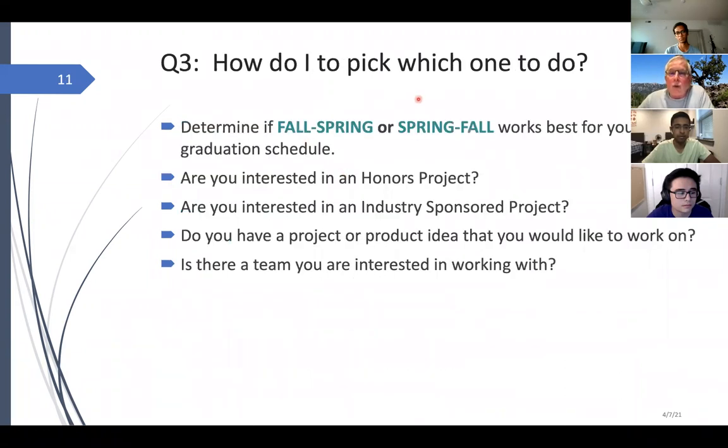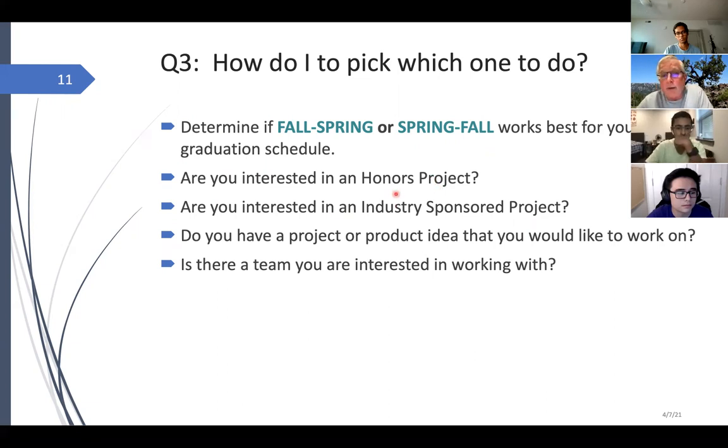How do I pick which one to do? That's a good question. Well, you figure out when you're going to graduate. Do you want to do a fall spring or do you want to do a spring fall? Whatever works best for your graduation schedule. You have to make that decision up front to figure out what you want to go do. Are you interested in an honors project? Are you interested in an industry sponsor project? If you are, don't do the entrepreneurship.